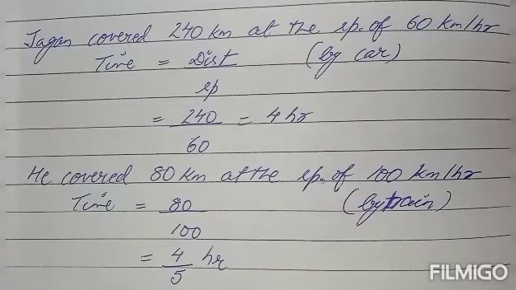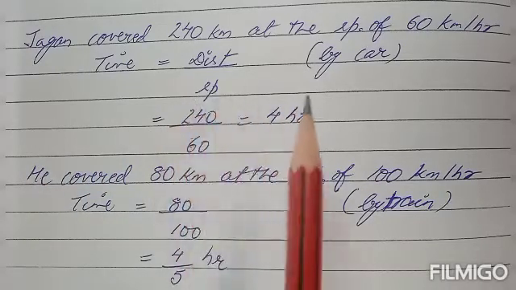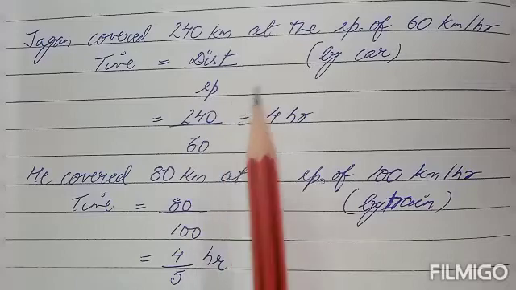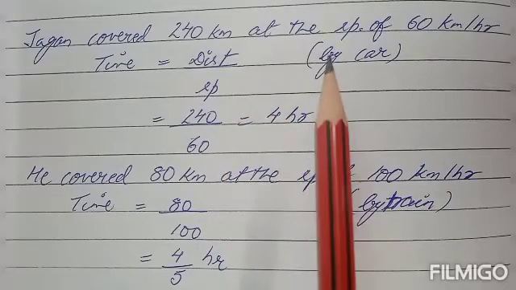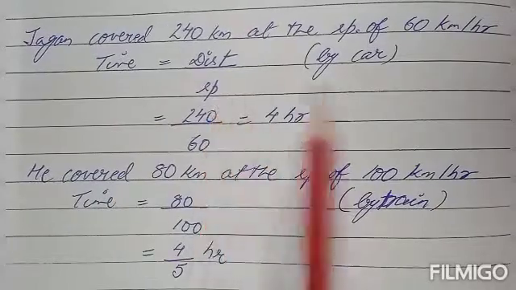But this time, children, we are not going to directly use the formula of average speed, because average speed is total distance upon total time, and in the question, time is not given. So you have to calculate the time for all the journeys that he is doing by the different vehicles or means. So first, the formula is time is distance upon speed, by car.